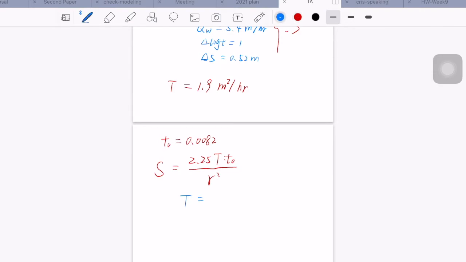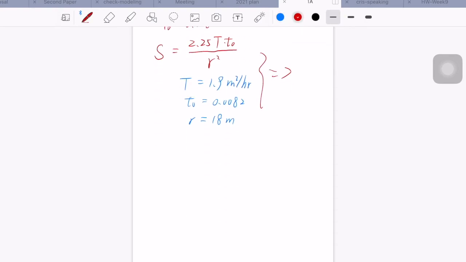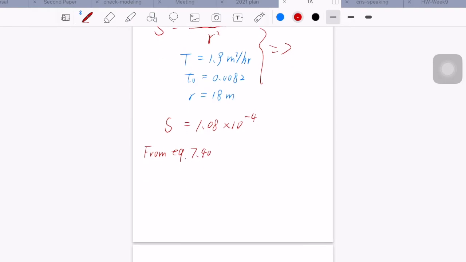The T is 1.9 square meter per hour, and T0 is 0.0082. And from the problem, we know R is 18 meters. So we can determine that the storage coefficient S should be equal to 1.08 times 10 to the power of negative 4.